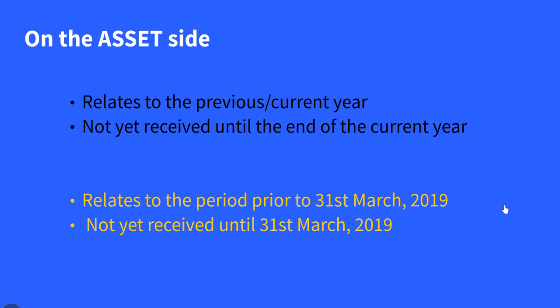For the accrued income or outstanding income on the asset side, it relates either to the previous year or to the current year, but it is not yet received until the end of the current year, which means it relates to the period prior to 31st March 2019 and has not yet been received until the current year end, which is 31st March 2019.